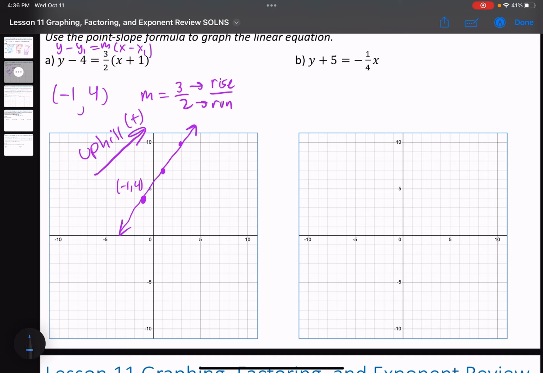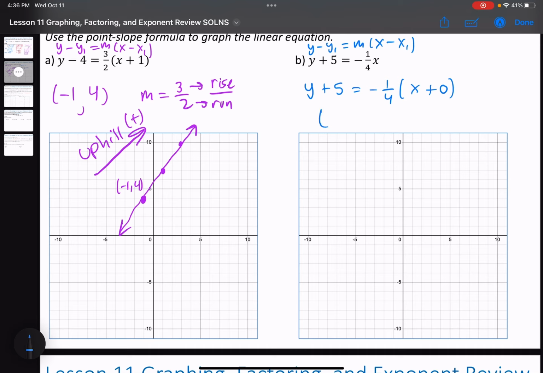Let's do part B. If we know that y minus y1 is equal to m times x minus x1, what's different about this problem? Well, this problem is not written in the traditional point-slope form. It looks like something's missing. If I rewrote this, I could rewrite this as y plus 5 is equal to -1/4 times (x plus 0). And this would be true, right? X plus 0 is the same thing as x. If I distribute -1/4 times x plus 0, I get -1/4 x. It's all the same thing.